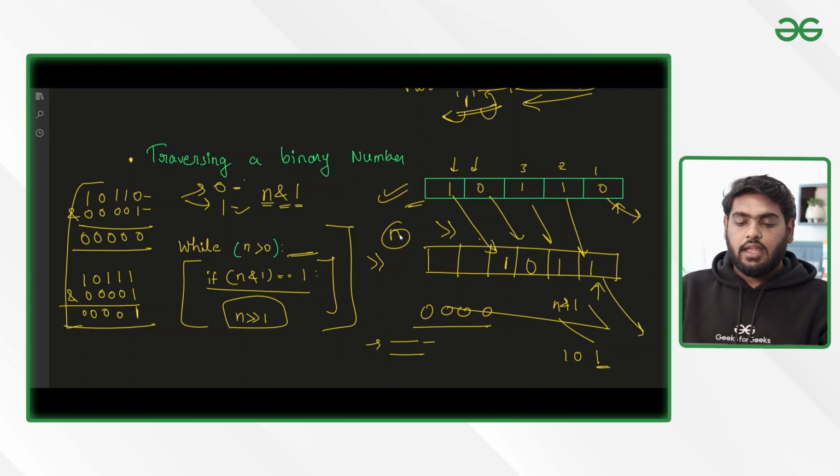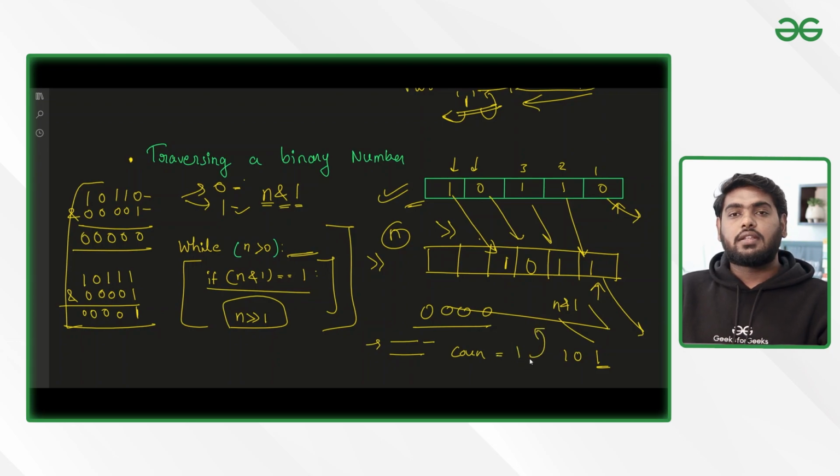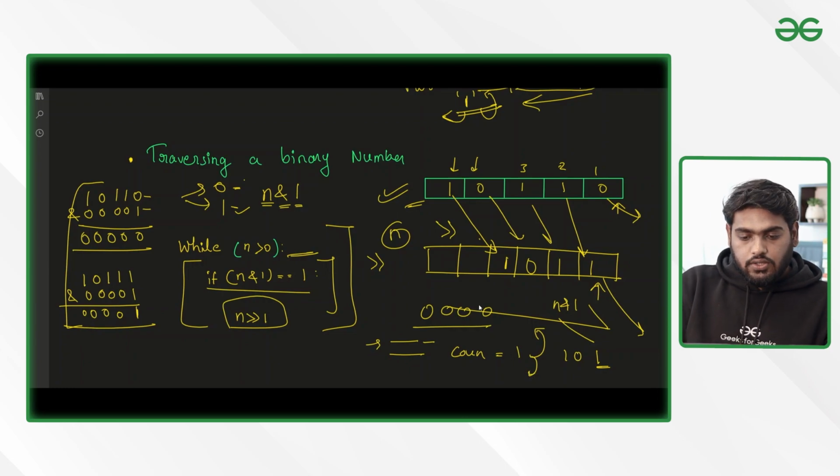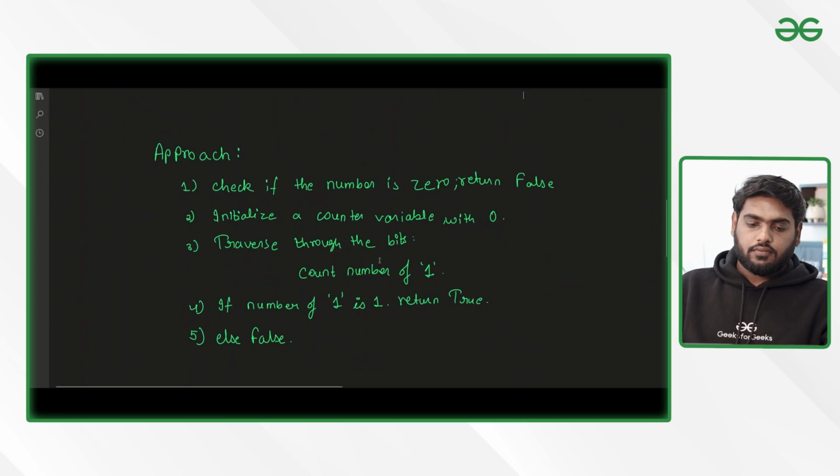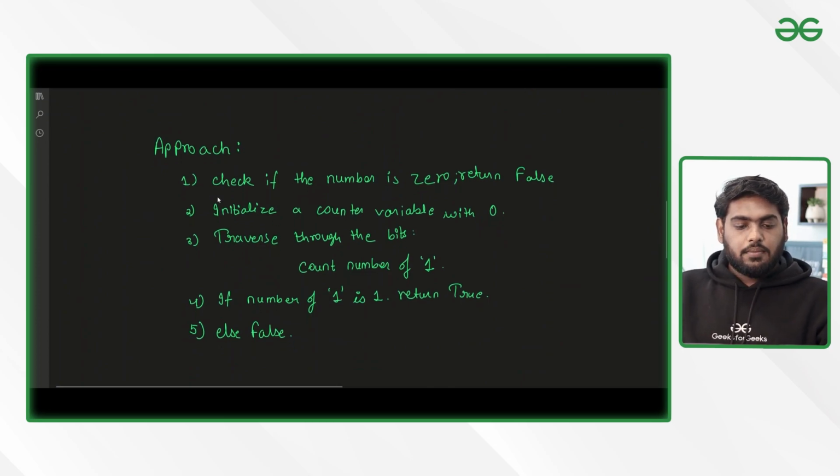Our question is to check that there is a count and the count is holding the number of set bits. If that count is 1, we have to return true. If that count is anything else, we have to return false. All right, so let's see the approach for the question. Very simply, if the number is 0, we can return false. We do not even need to check anything because it cannot be expressed, right?